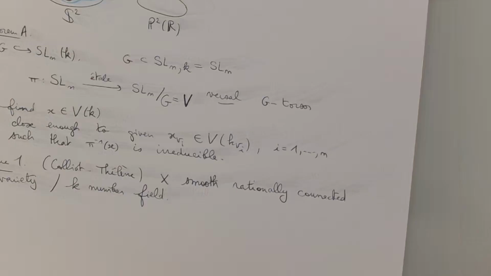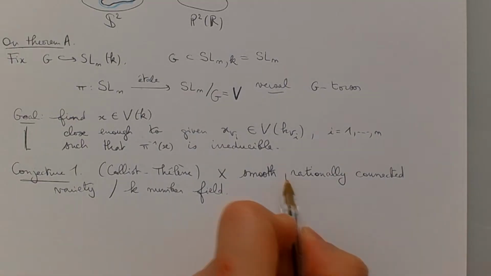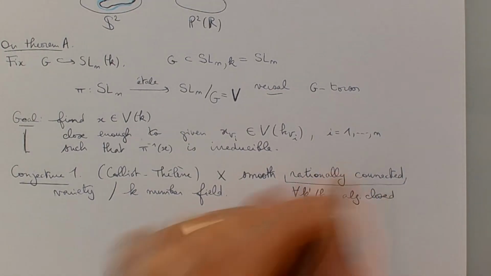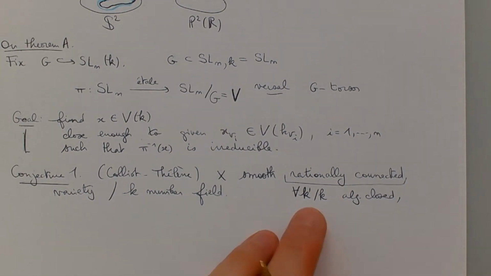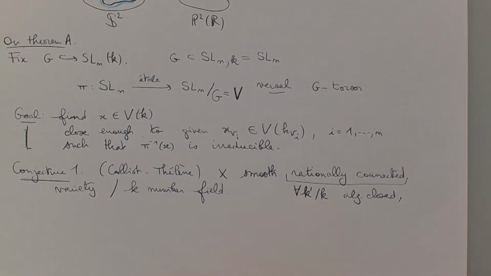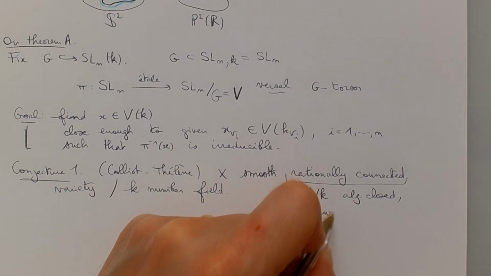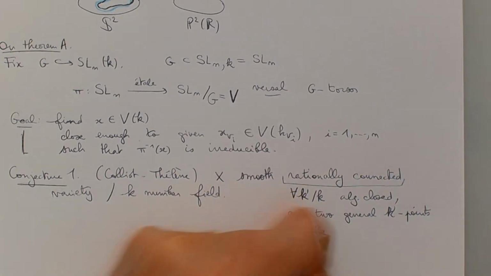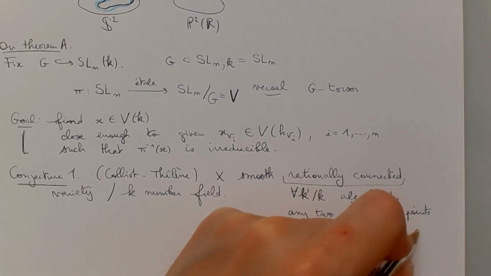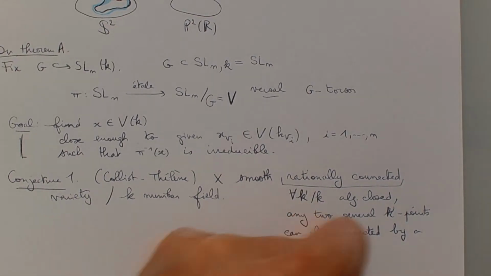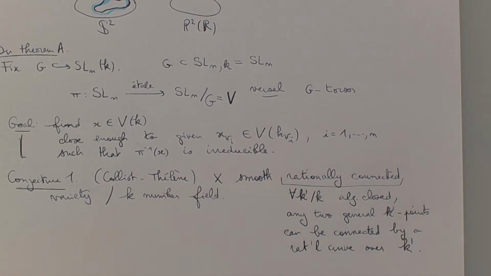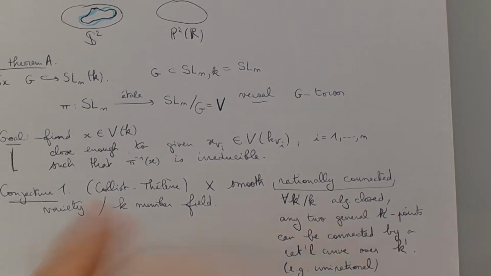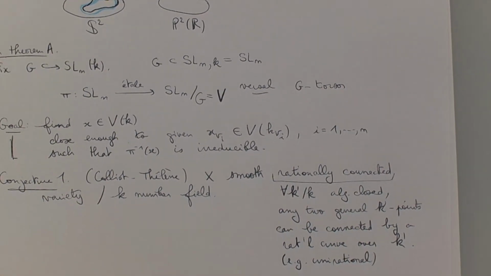So rationally connected means it's a purely geometric notion. It means that for any algebraically closed field extension K prime, you can connect any two general K prime points by a rational curve defined over K prime. So this is a purely geometric notion. And for example, unirational varieties or geometrically unirational varieties are rationally connected because you can use the lines on a projective space to connect two general points.